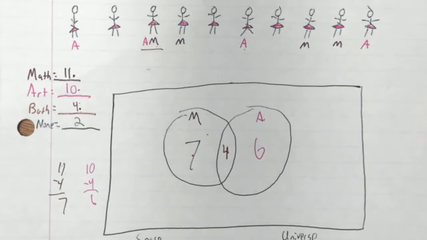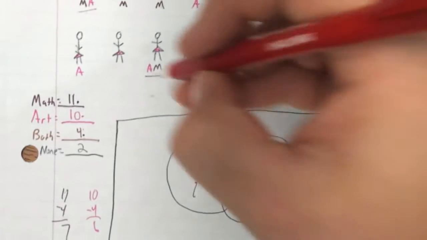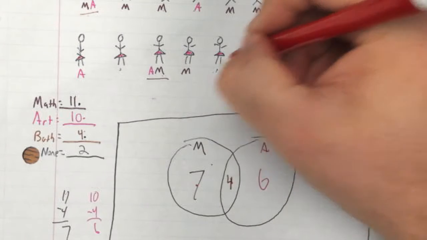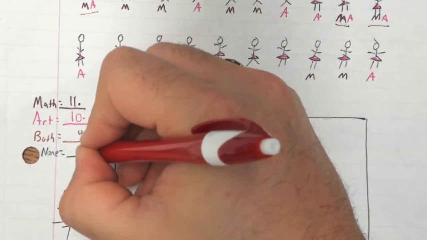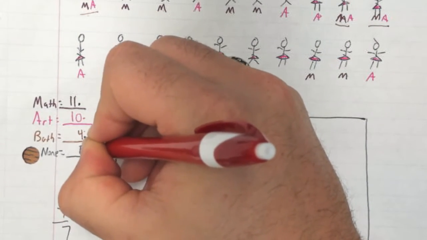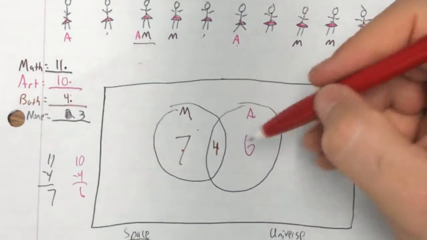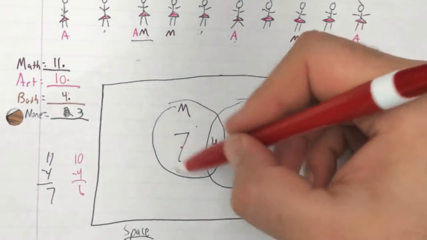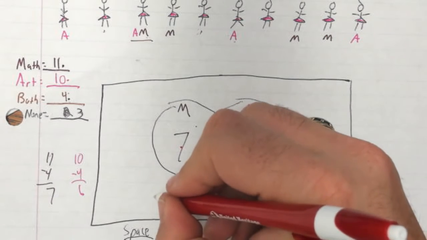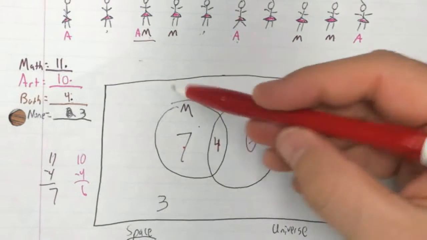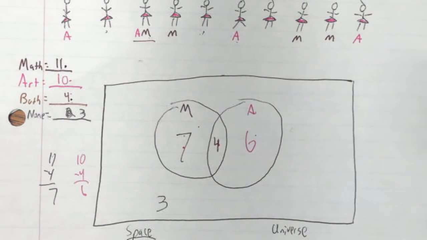You know what I did? Let's go back and fix this. I had 1, 2, 3 girls, I'm sorry, 3 girls that had the off periods. Now, which actually works out for this because I have 17 people inside of here, then I've got 3 on the outside that don't fit into either the math or the art category or the both.